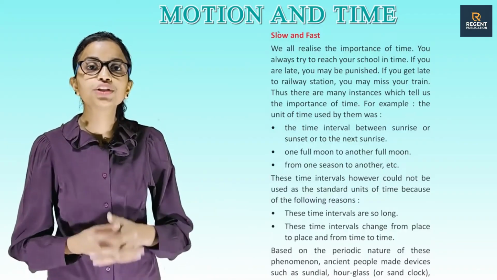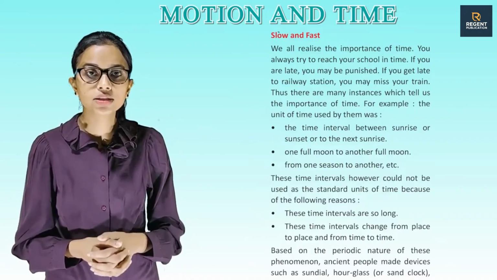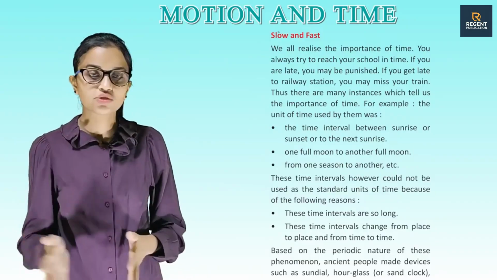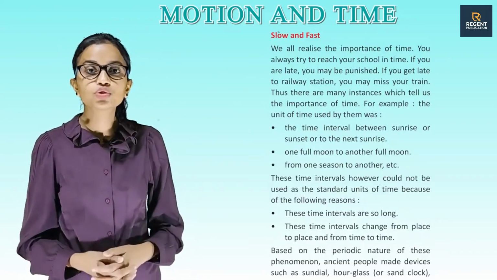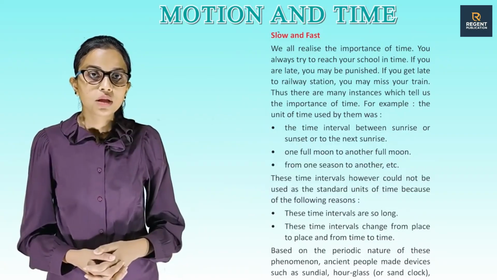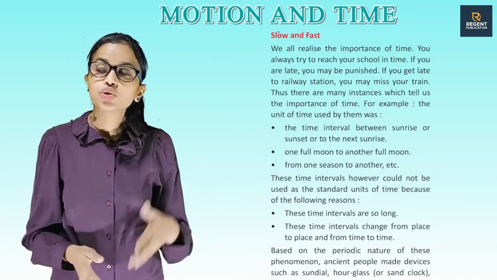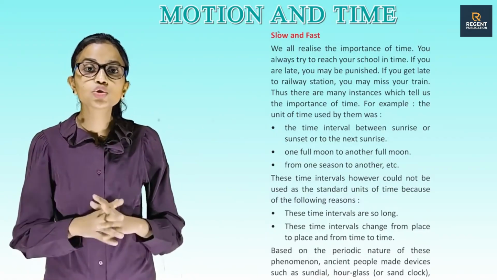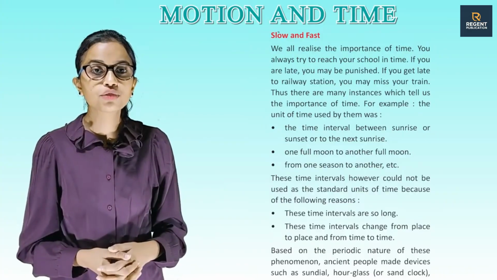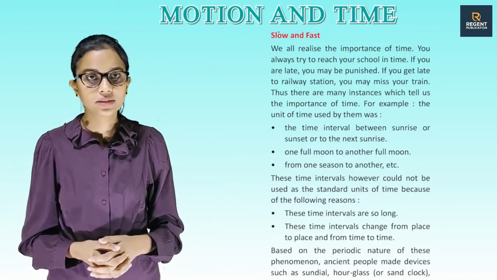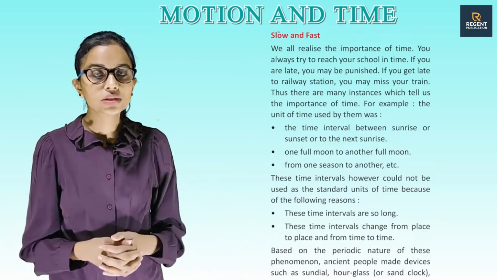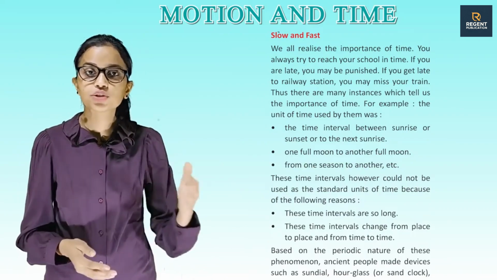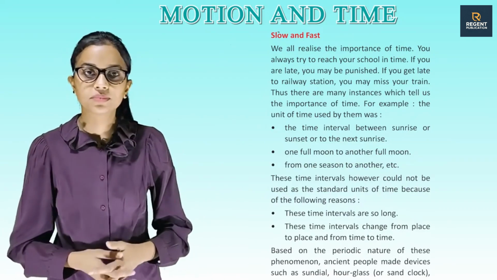For example, the unit of time used by ancient people was the time interval between sunrise and sunset or to the next sunrise, one full moon to another full moon, from one season to another, etc. These time intervals, however, could not be used as a standard unit of time because of the following reasons. These time intervals are so long. These time intervals change from place to place and from time to time.